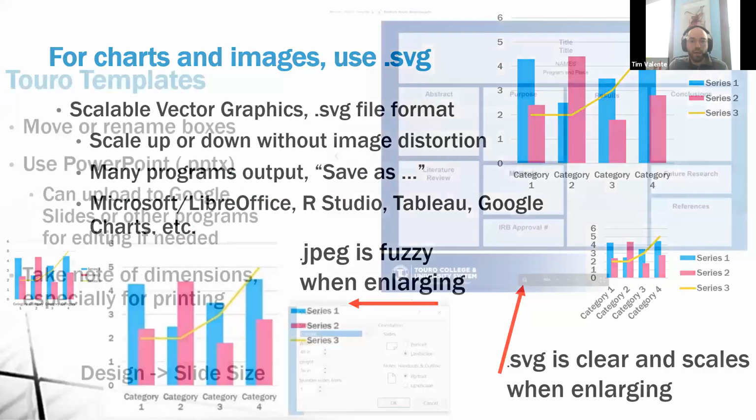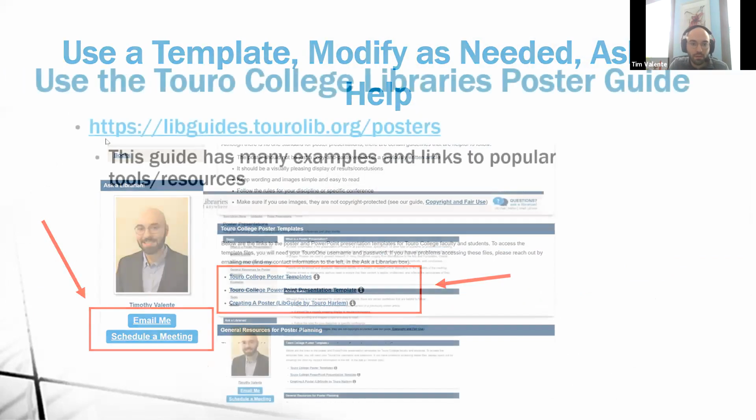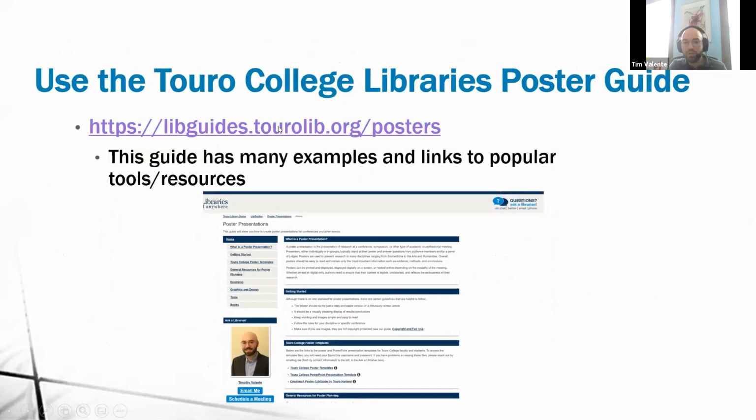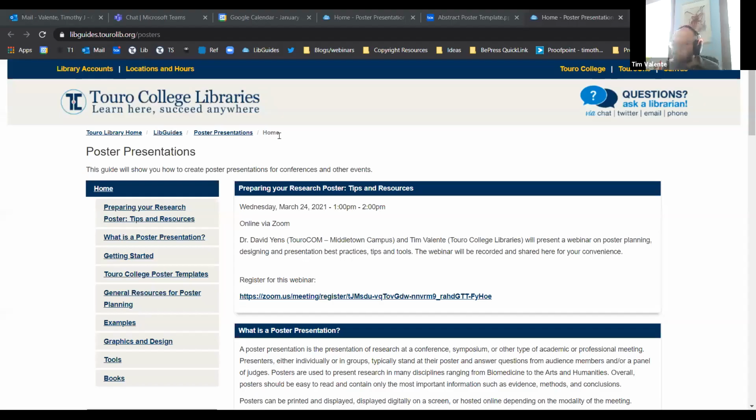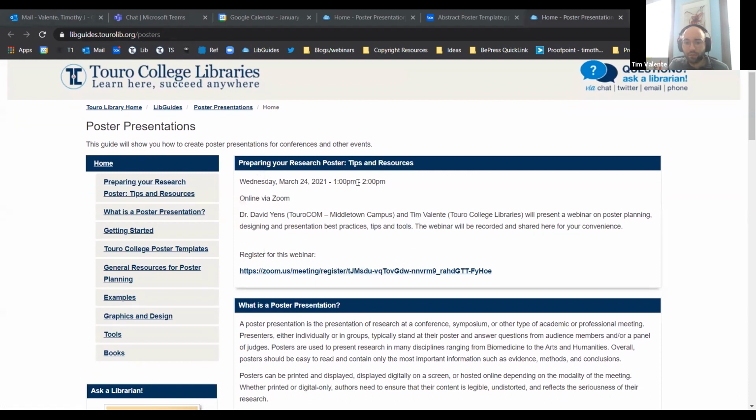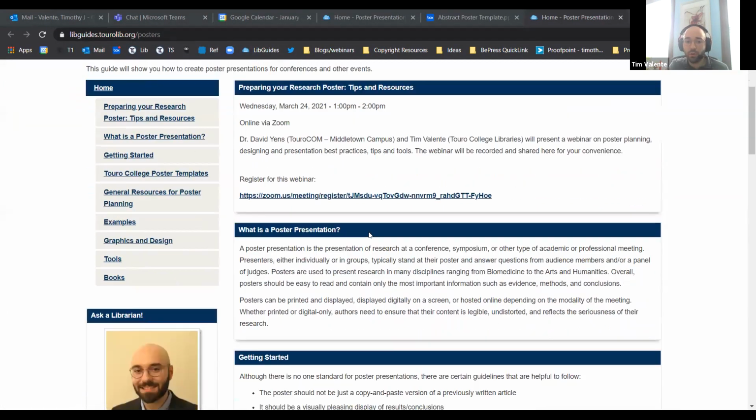So sort of breaking out of the slides, I'm going to first show you guys the LibGuide for posters. And let me switch the share here to my browser. So we're on torolib.org, and this is the link provided, right? libguides.torolib.org/posters. And you'll see we have this information here for this webinar. This will be replaced with the recording.